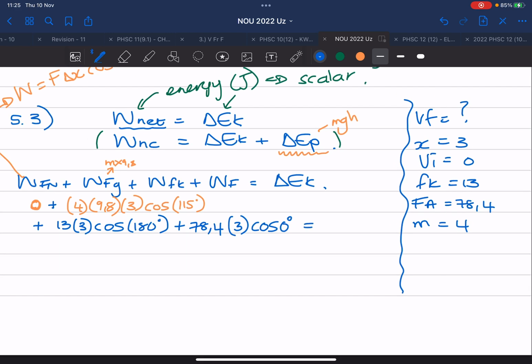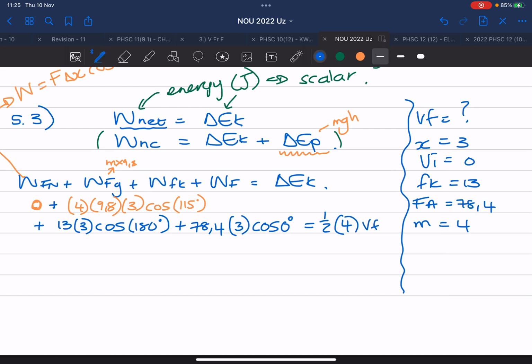Okay, is gelyk aan the change in kinetic energy. So it's a half. The mass is 4. And we want the final velocity. Minus 0. Why 0? Because the initial velocity was 0. Ja. Okay, kom ons figure gou die linkerkant uit, the left hand side. Remember the left hand side starts here at the top. All of that is the left hand side.